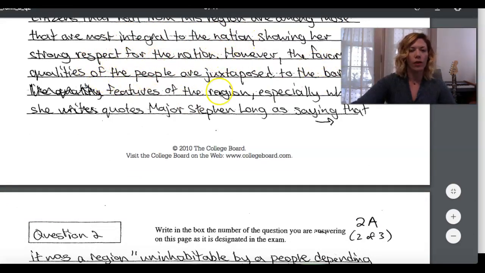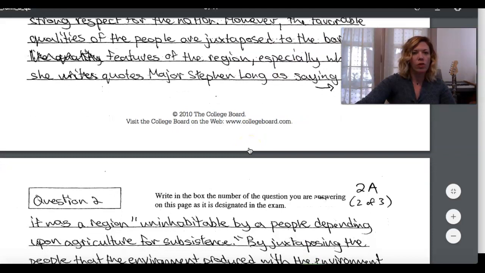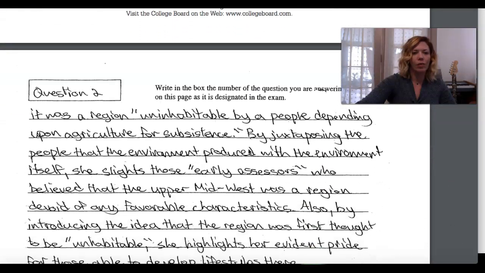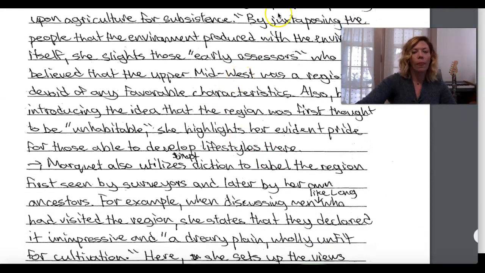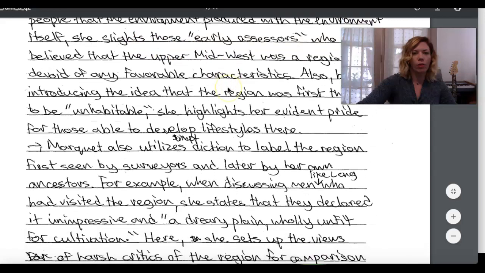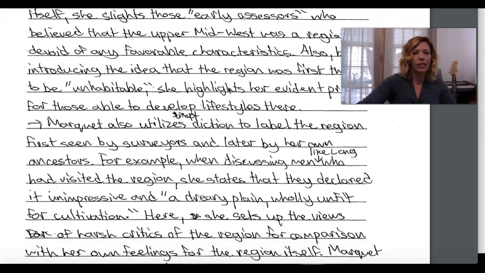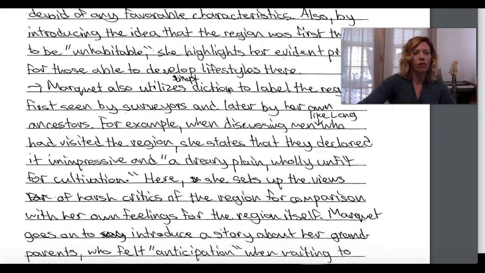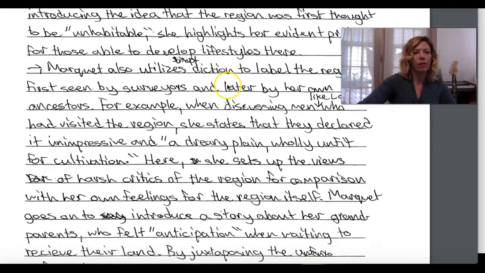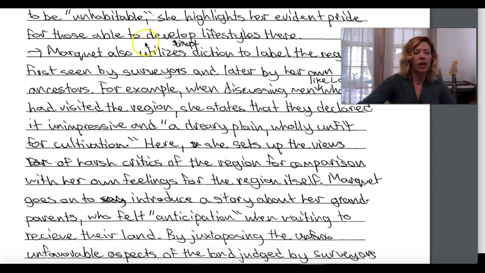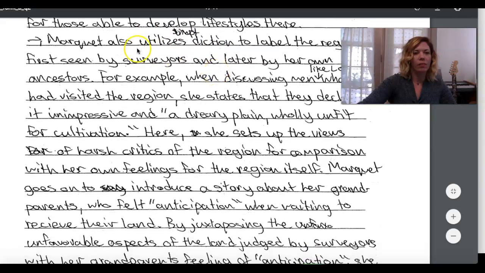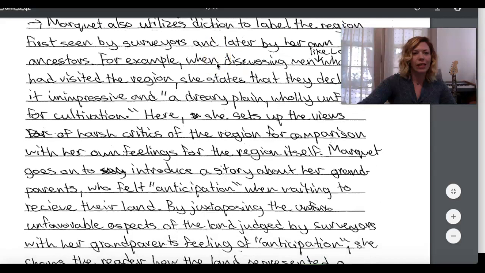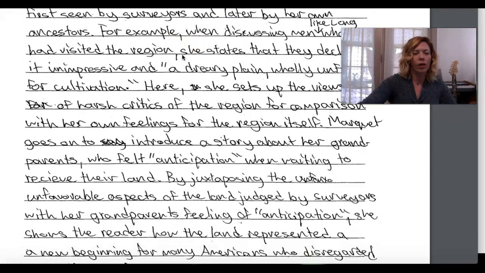However, the favorable qualities of the people are juxtaposed, that's a great word choice, to the barren features of the region, especially when she quotes Major Stephen Long as saying that it was a region uninhabitable by a people depending upon agriculture for subsistence. By juxtaposing the people that the environment produced with the environment itself, she slights those early assessors who believed that the upper Midwest was a region devoid of any favorable characteristics. Also, by introducing the idea that the region was first thought to be uninhabitable, she highlights her evident pride for those able to develop lifestyles there. She also utilizes diction to label the region first seen by surveyors and later by her own ancestors.